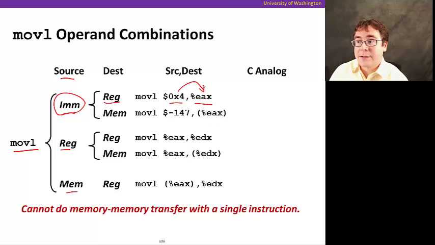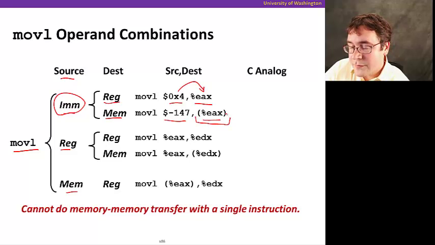Now, we can also have memory as a destination. So if we do movl of this constant, minus 147 in decimal here, and store it to (EAX) in parentheses. As I just told you in the previous slide, this says that now we're going to store it in a memory location specified by the address stored in register EAX.